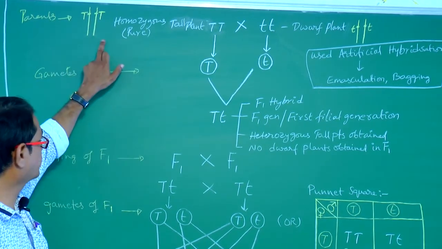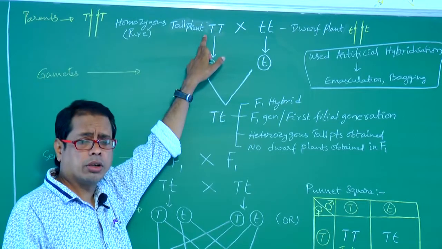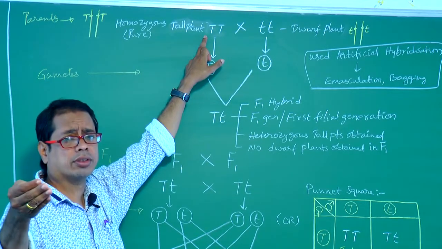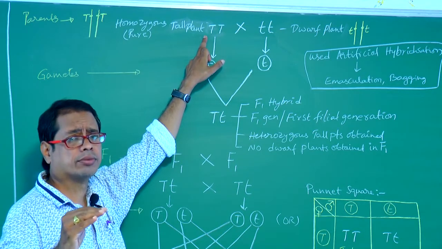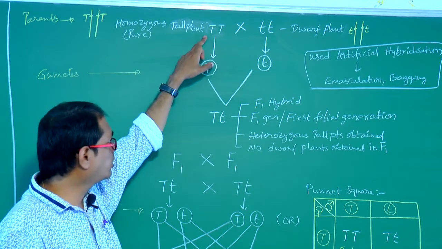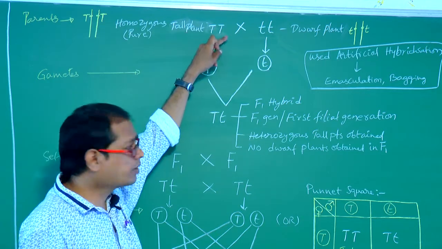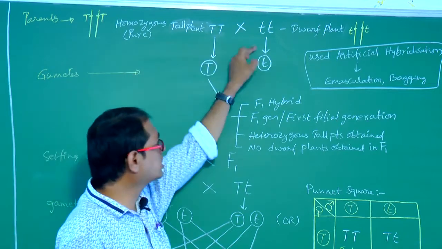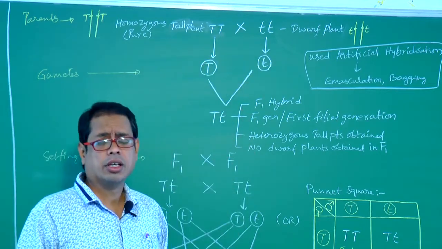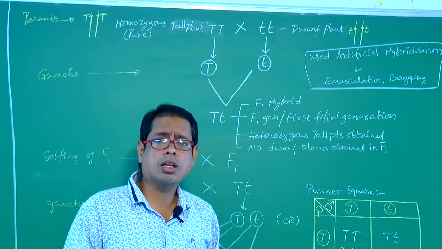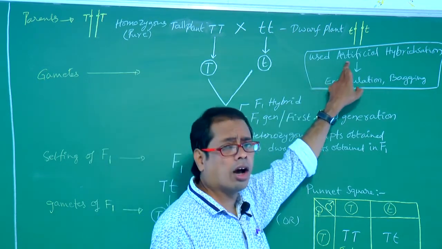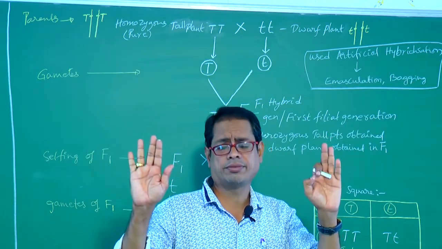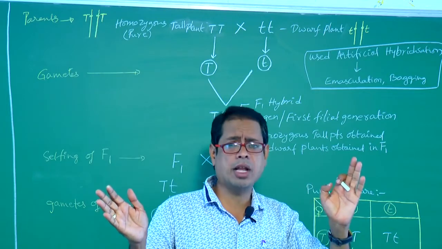See, these are the parents. During gametogenesis, gametes are formed. Two alleles are there and we have to write one allele. These are the gametes of this parent. How was this crossing made by Mendel? Mendel used artificial hybridization. Artificial hybridization means two parents are selected, a male parent and a female parent.